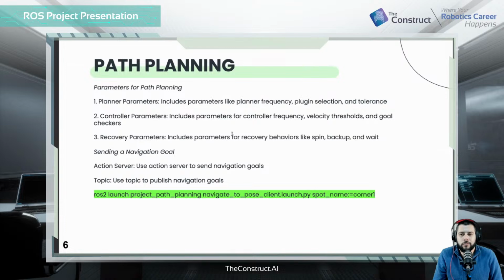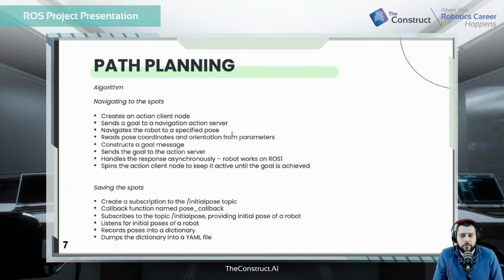So how do we send the navigation goal? First of all, we use an action server to send the navigation goal, and we use the topic to publish the navigation goals. All right, so the way my code works is first of all, navigating to the spots. So I create an action client goal. I send the goal to the action server, and the robot then navigates towards a specific pose.